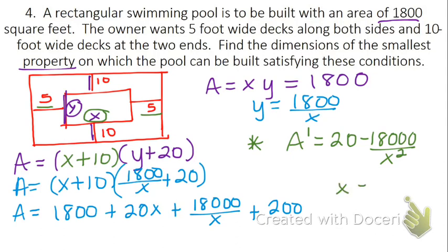You should get x is 30 feet and y is 60 feet. Now, that x and y is for the pool. So after you get the 30 and the 60, you will have to go back to get the area of the entire thing, or the dimensions of the entire thing, using your x plus 10 and your y plus 20. And I'll let you finish that one as well.